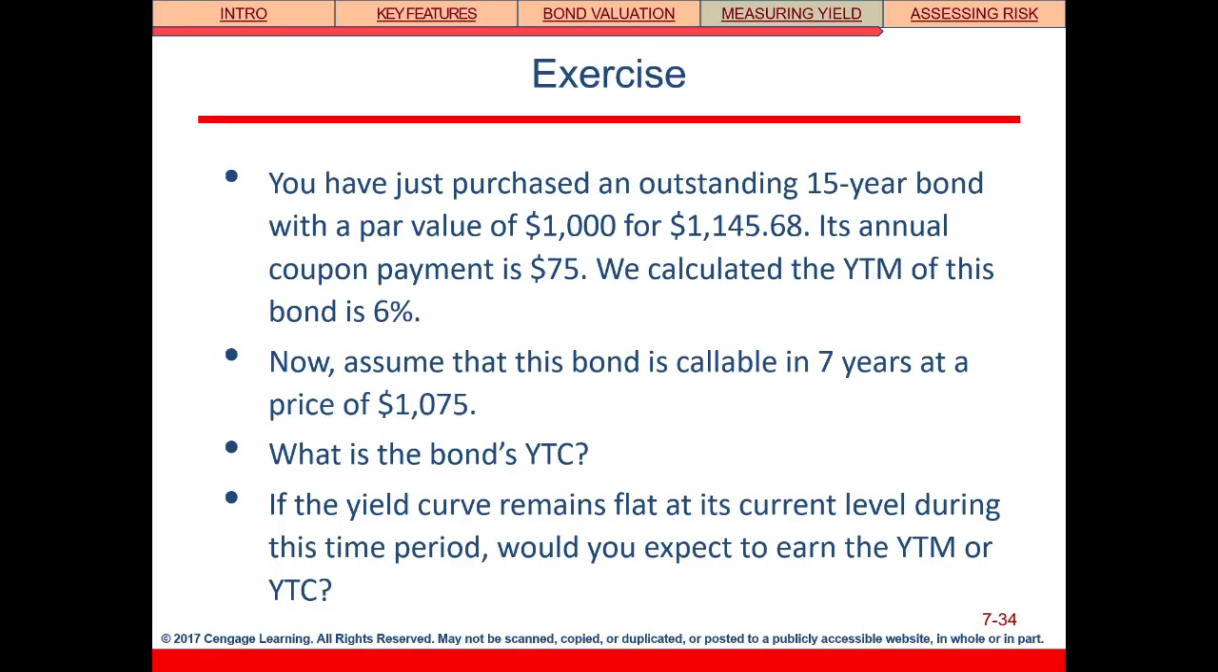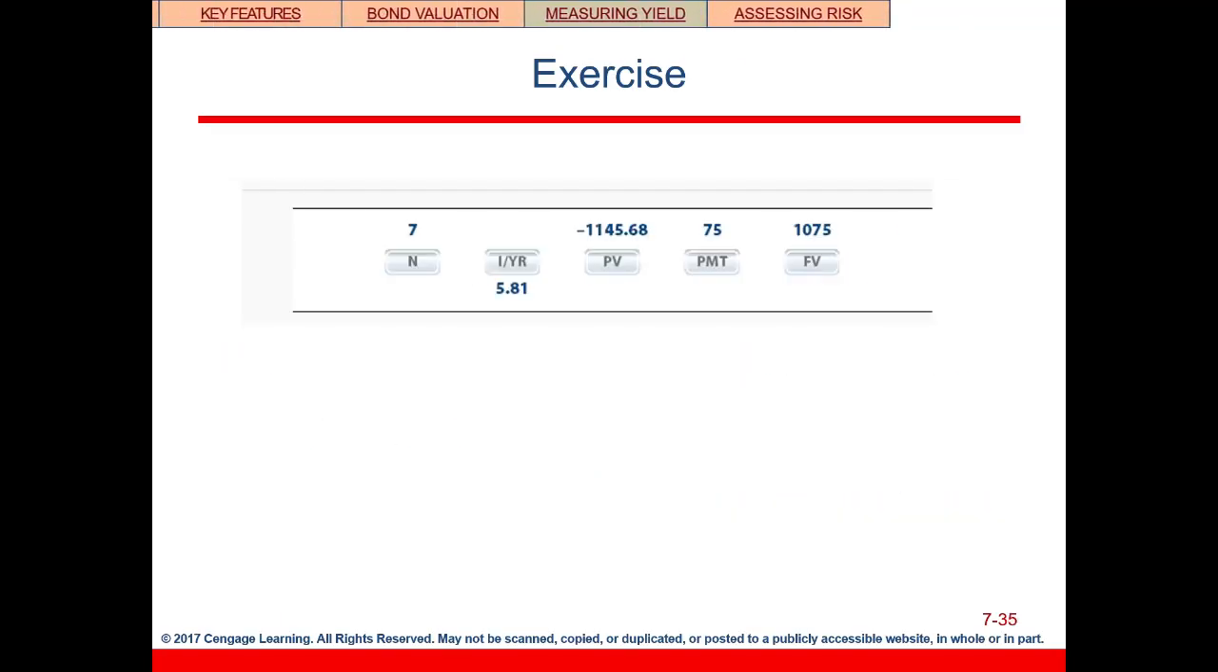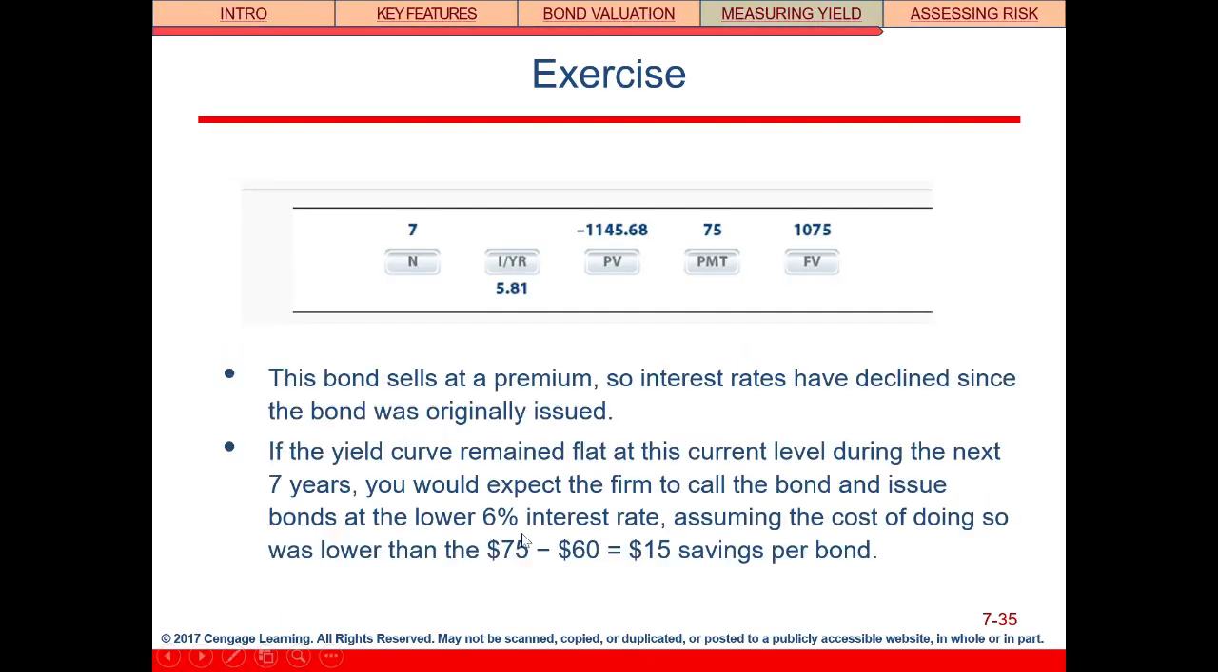So therefore, in this case, the company is going to call back the bond and issue a new bond at a lower market interest rate. In other words, the investor is going to expect to earn the yield to call. If the yield curve remains flat at its current level, meaning that the market interest rate doesn't change for the next, let's say, 15 years. So that's basically the answer for the second part of the question.